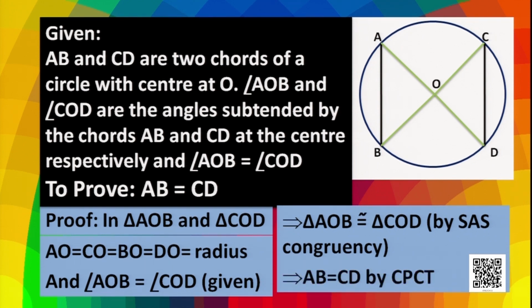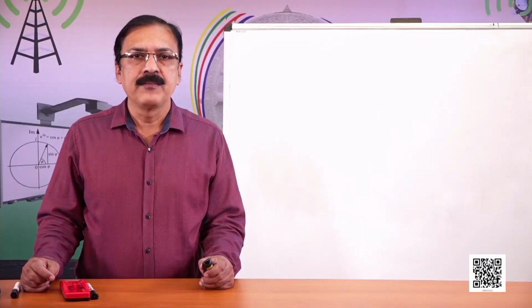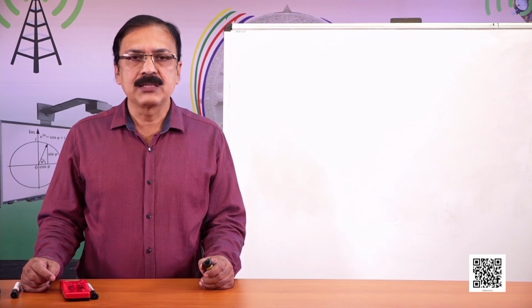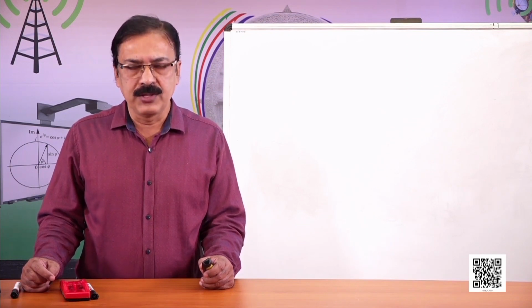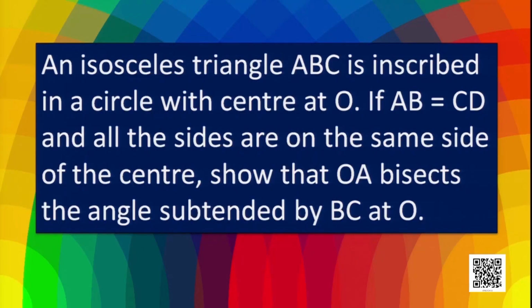So we proved these two theorems. Now let's have some application of these theorems. An isosceles triangle ABC is inscribed in a circle with center at O. If AB is equal to AC and all the sides are on the same side of the center, show that OA bisects the angle subtended by BC at O.